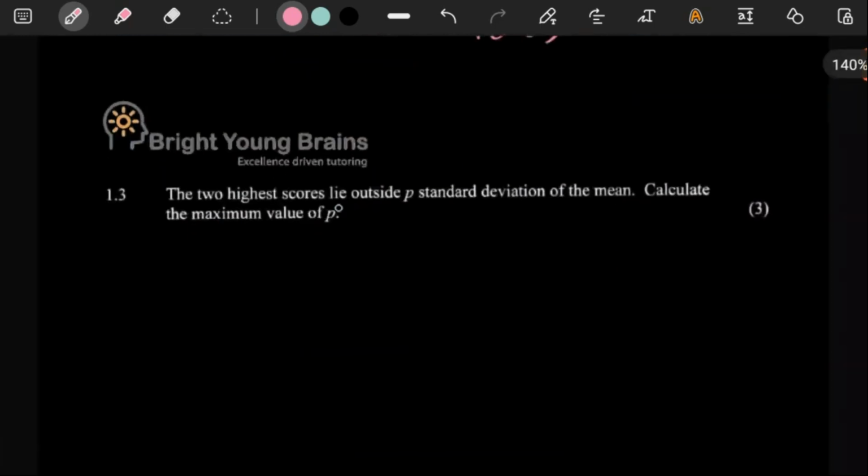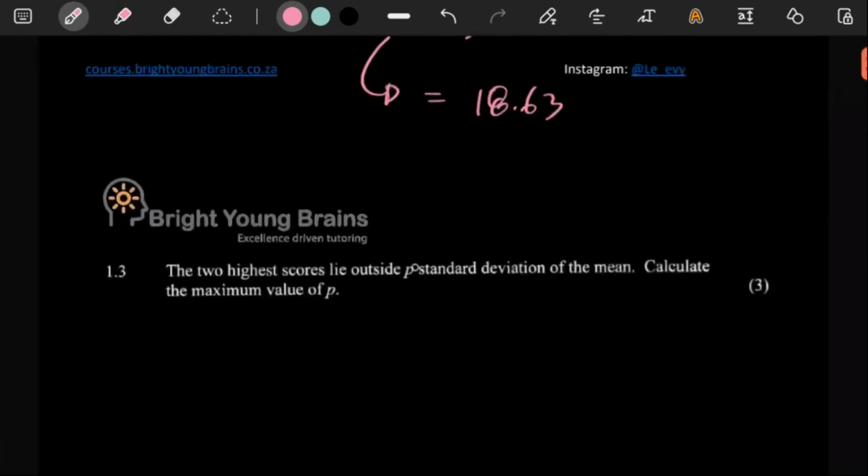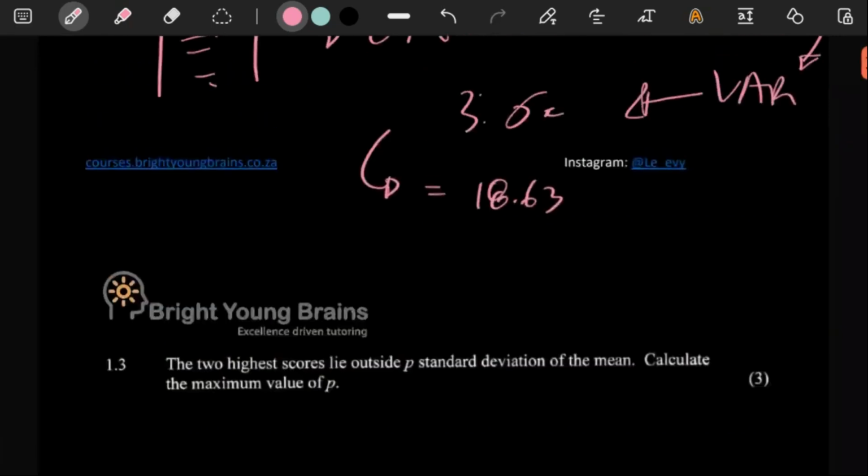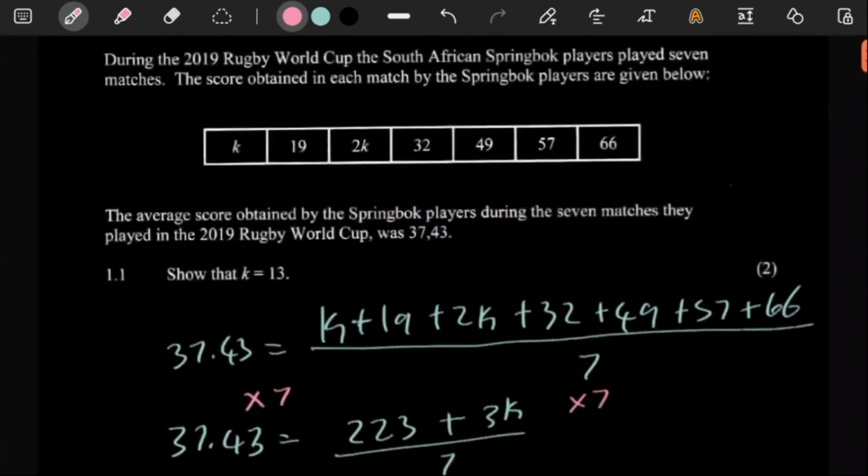It says the 2 highest scores lie outside P standard deviations of the mean. Calculate the maximum value of P. So the 2 highest scores. What are the 2 highest scores? It's 66 and 57. The two highest marks lie a certain number of standard deviations from the mean.